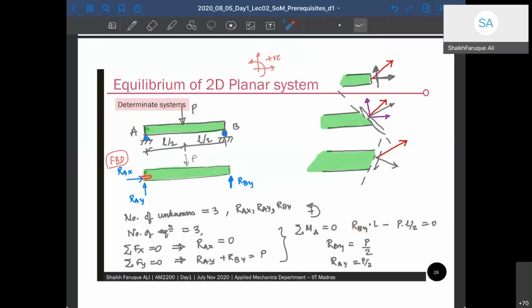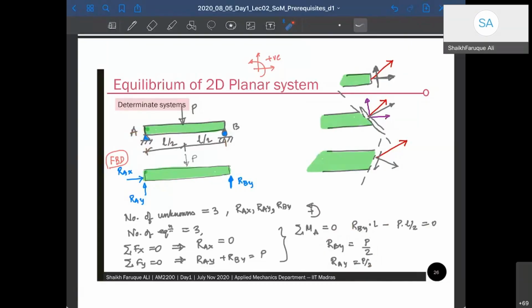and this P is going clockwise, right? This moment is going to be clockwise, and therefore it's going to be minus P into L by 2 equal to 0. Now if you solve it, you will get RBY is P by 2 and RAY is P by 2. That comes from the symmetry of the structure. Since there is no horizontal force, vertically they are symmetric, right? And since it's vertically symmetric, both the supports will take half of the load.